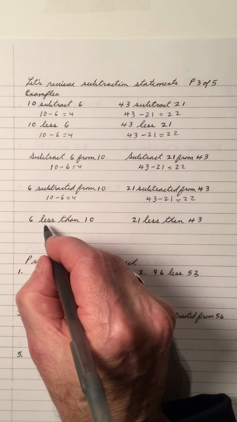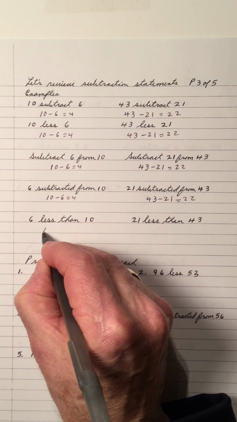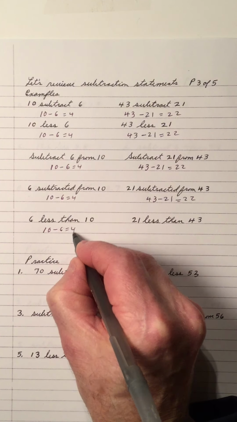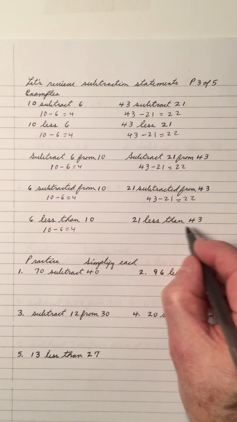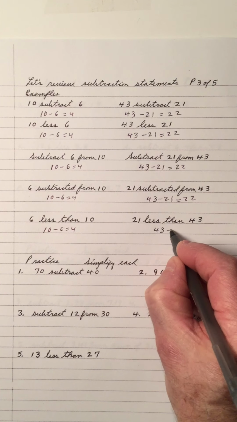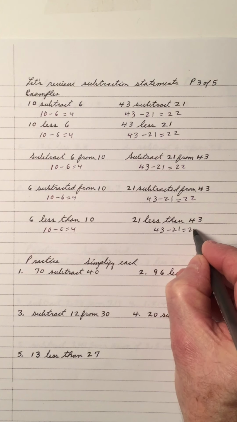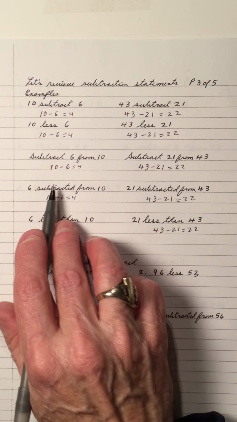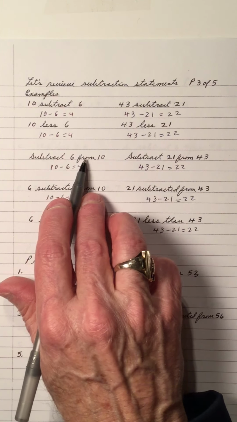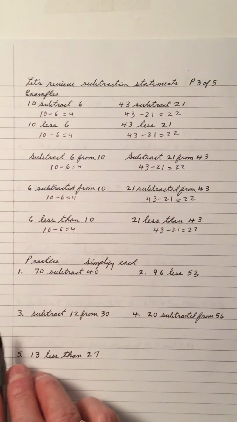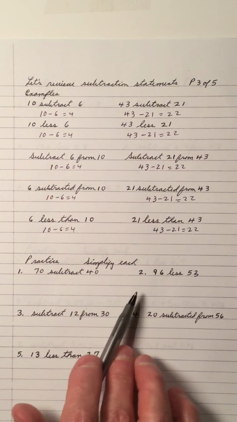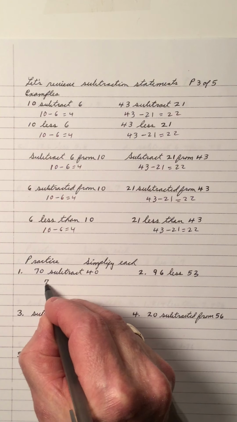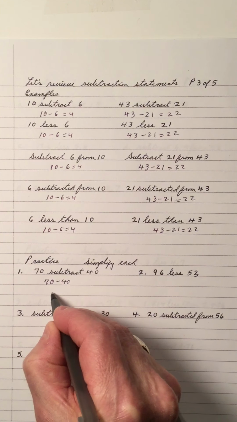6 less than 10 is 10 subtract 6, which is 4. 21 less than 43 is 43 subtract 21, which is 22. Again, less than changes the order. Subtract from changes the order. You try these now to see if you get these right. 70 subtract 40, that gives us 30.